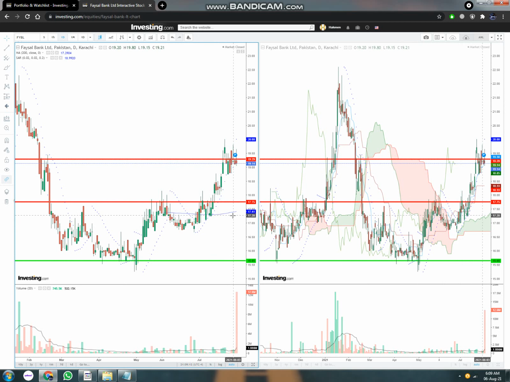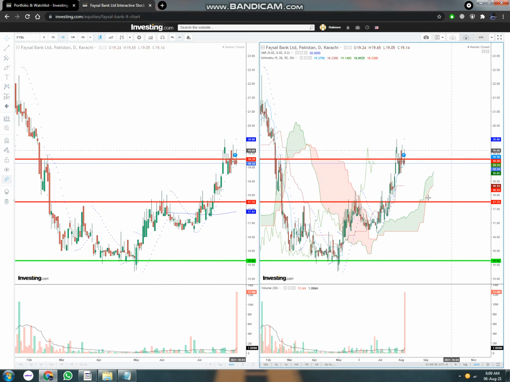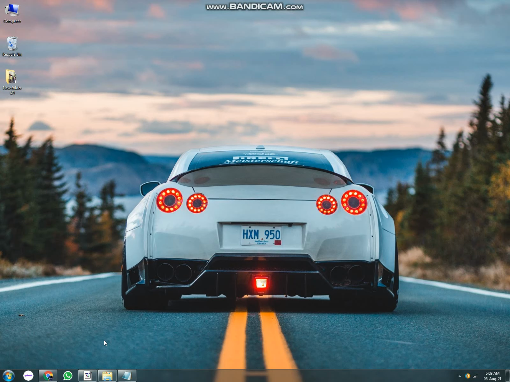It is trading above the 200-day moving average, but I'm going to wait for it and expect a better profit. It is trading above the Ichimoku cloud, so we will see how it performs in the future as well. And that's it for today.